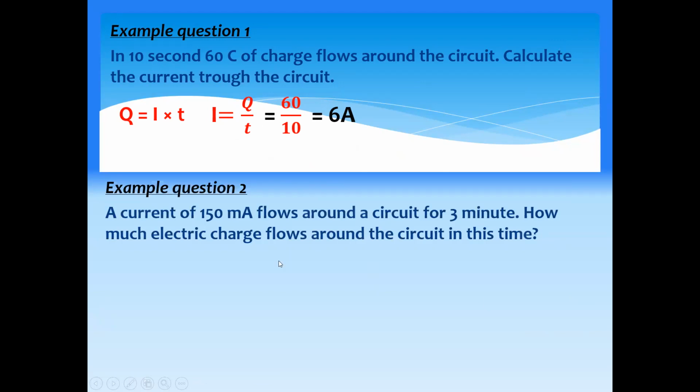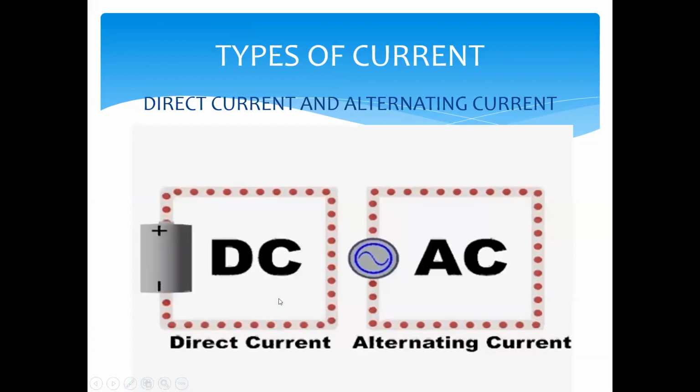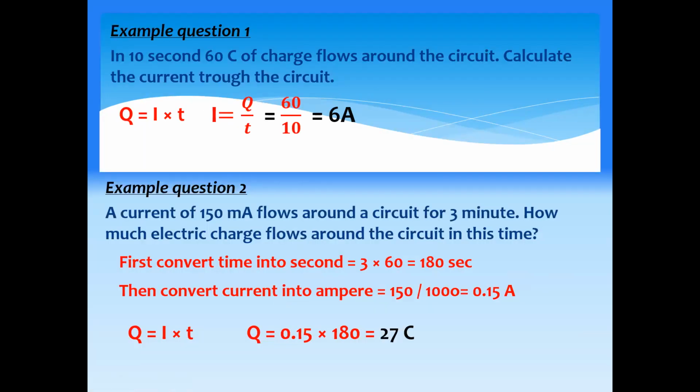The second question: the current is 150 milliampere, so we have to convert into ampere. The time is 3 minutes, so we should convert into seconds. To get the total charge, it is current multiplied by time. So that is 0.15 times 180, which will give us 27 coulombs.